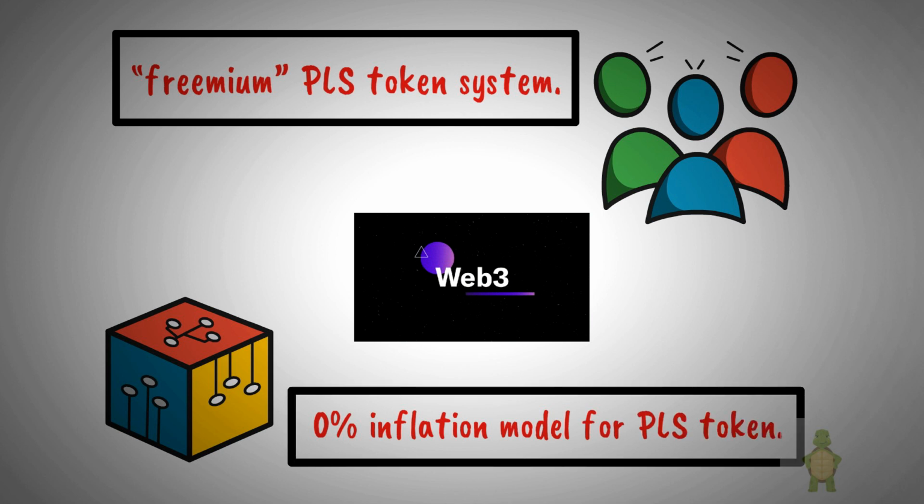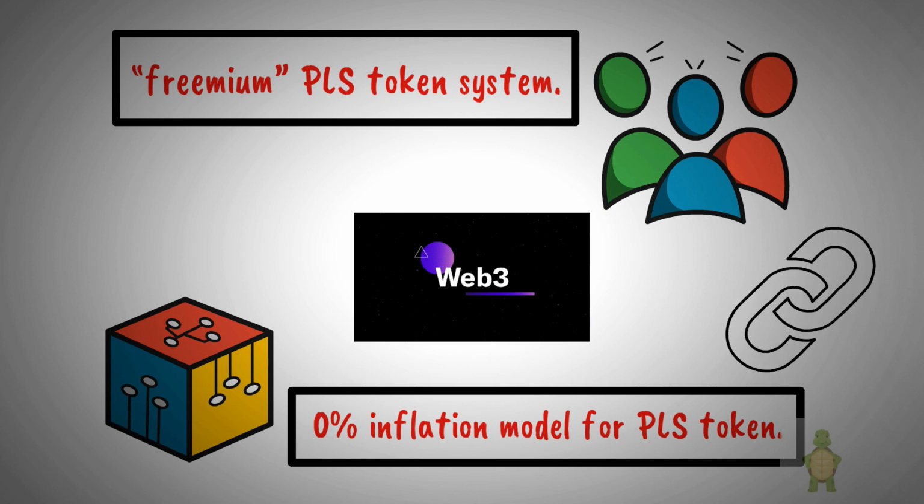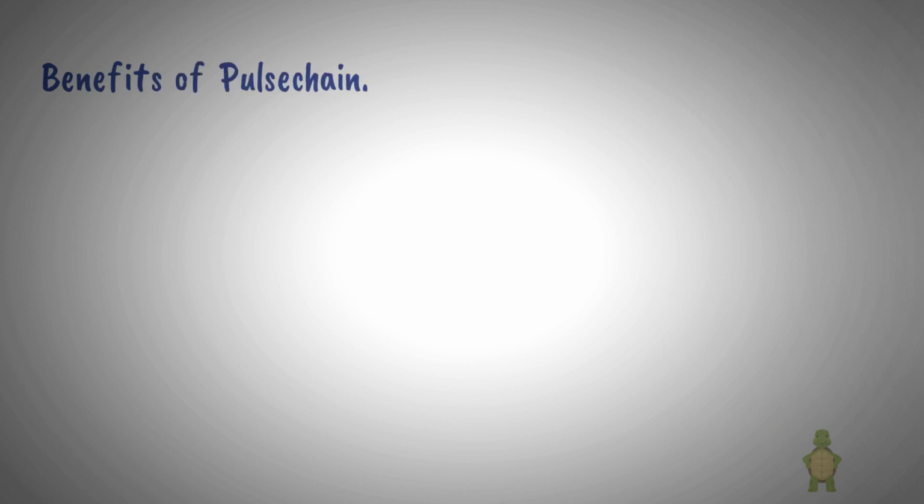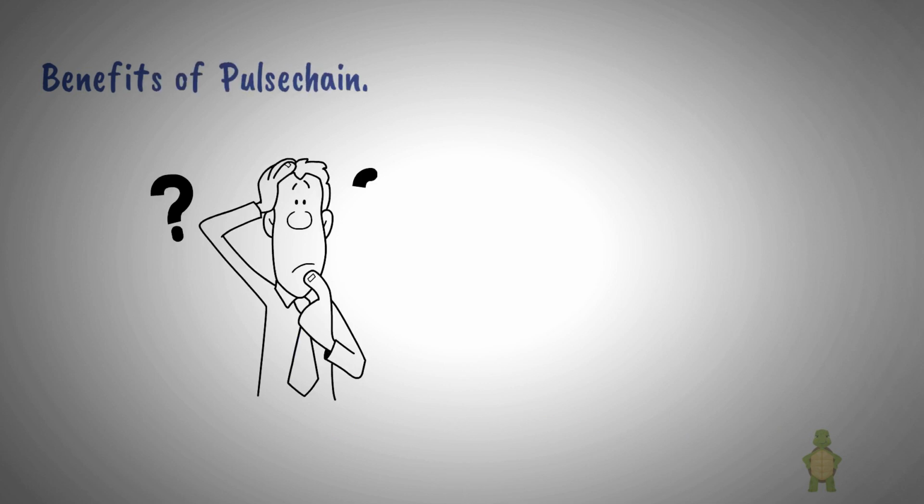Moreover, because PulseChain is a full-state Ethereum fork, it doesn't start life as an empty blockchain. All token balances and smart contract data will be ready to go on the new Ethereum fork as soon as it launches. Benefits of PulseChain. So, what are the benefits of using PulseChain?